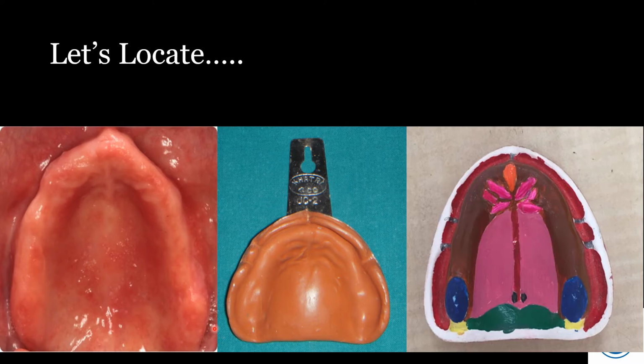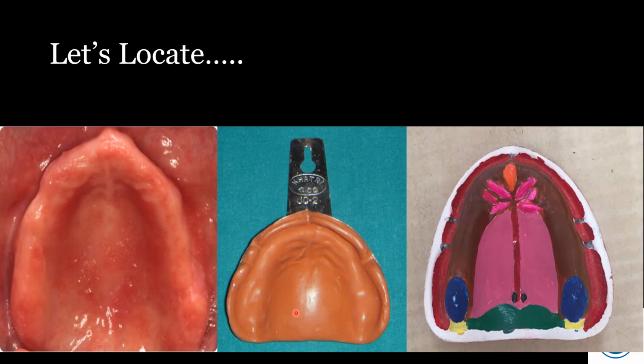Then we have the hamular notch area which is present in the posterior seal area. This is the area of the hamular notch. The yellow part we can see, this is the hamular notch area. And the posterior palatal seal area, which is the posterior extension of the denture, should be recorded in the impression. Very, very important for the seal of the denture. The green part you can see, this is the posterior palatal seal area.